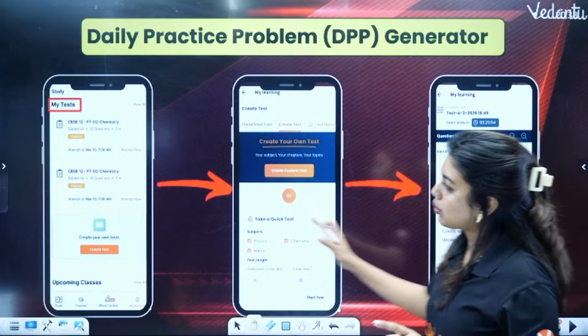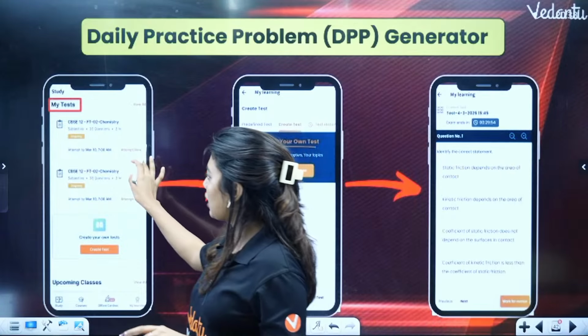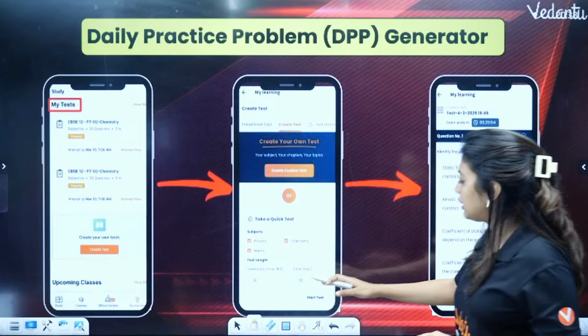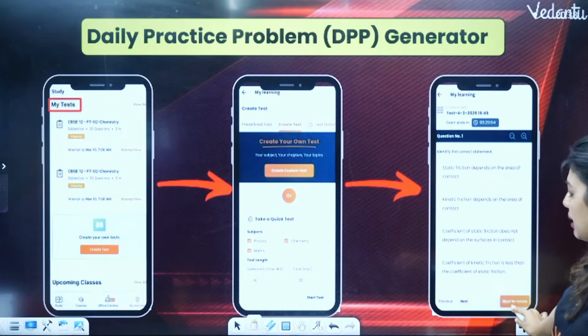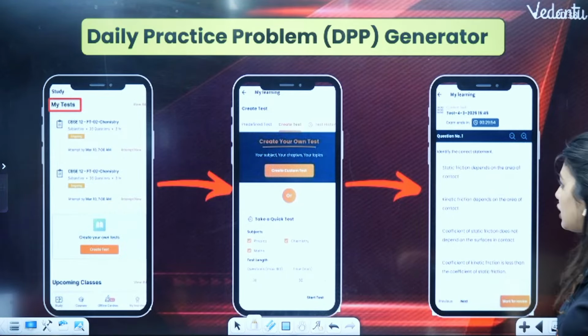Now, see, this is how your daily practice is going to be. You open it now, you attempt it now, you're going to get the test and you're going to answer like this, and you will be able to see the leaderboard as well. Okay, this is how your DPPs will be.